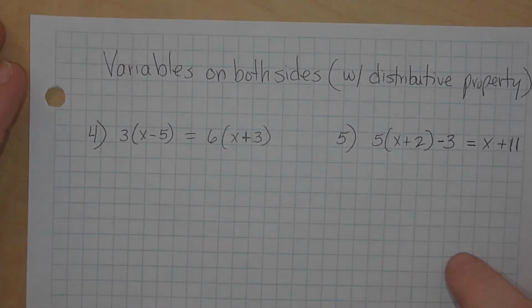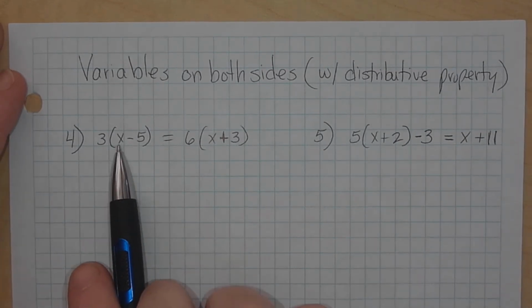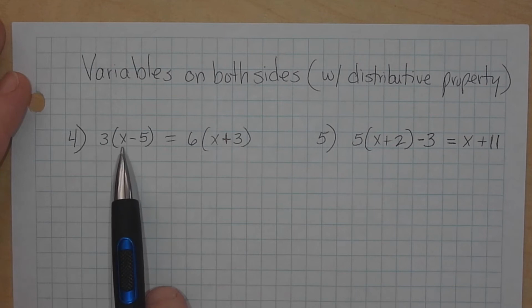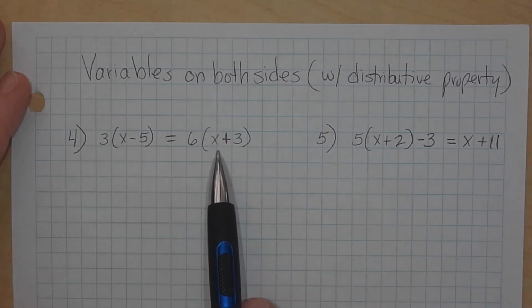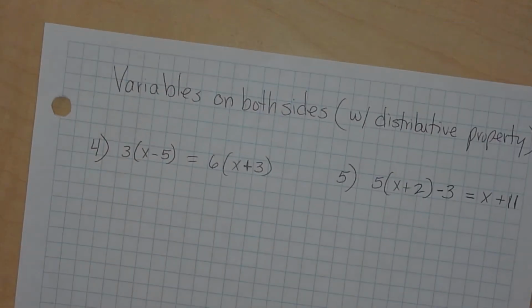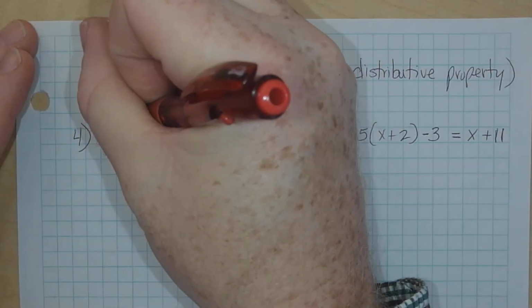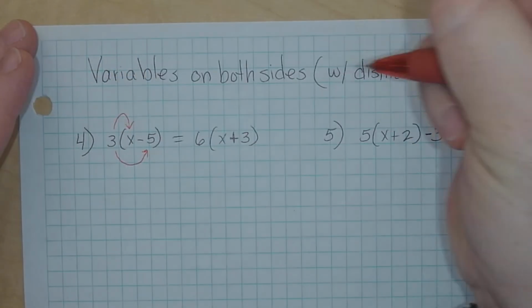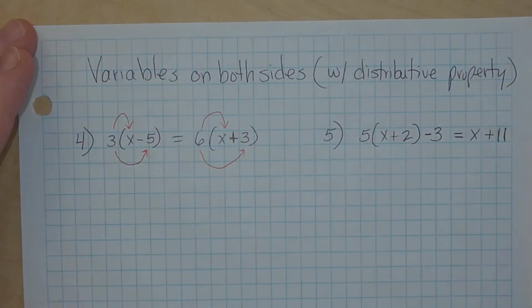All right. So this one here, same exact thing as 1, 2, and 3, except the difference is this is in distributive property. So you can't subtract x minus 5. They're not like terms. There's nothing you can do here. Nothing you can do here. However, we could distribute the 3, and we could distribute the 6. So distributing the 3, what that means is you're multiplying 3 times x, and then 3 times 5. 6 times x, and then 6 times 3.